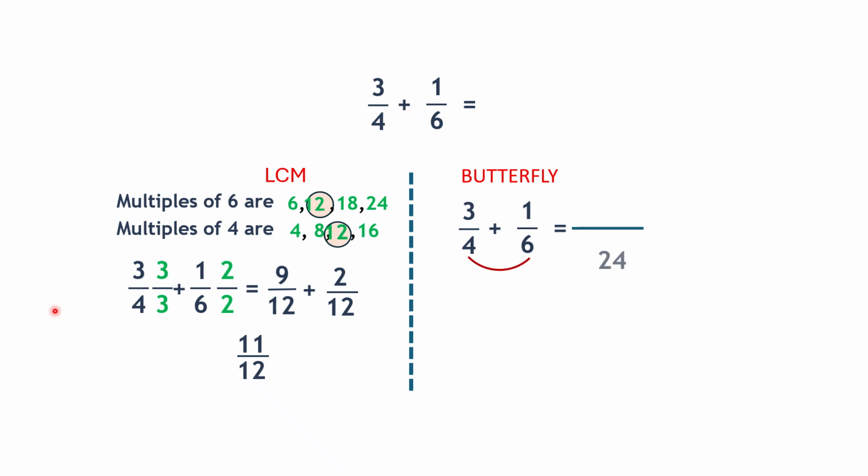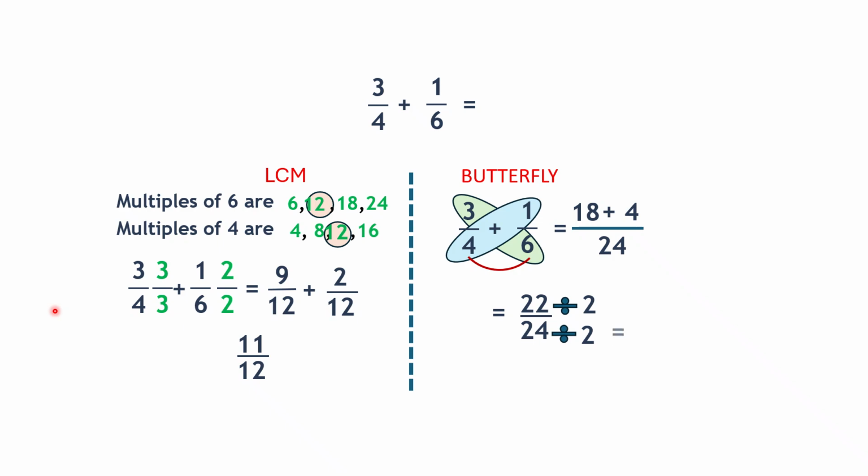4 times 6 is 24, and then you do the cross multiplication. So multiply the 3 times 6, which is 18, multiply 1 times 4. We first add the sign, and then 1 times 4 is 4. Now 18 plus 4 is 22, divided by the same denominator, which is 24. Now, have you noticed that 22 and 24 can both be divided by 2? So you'll just divide them both by 2. 22 divided by 2 is 11. 24 divided by 2 is 12. So we got the same answer.